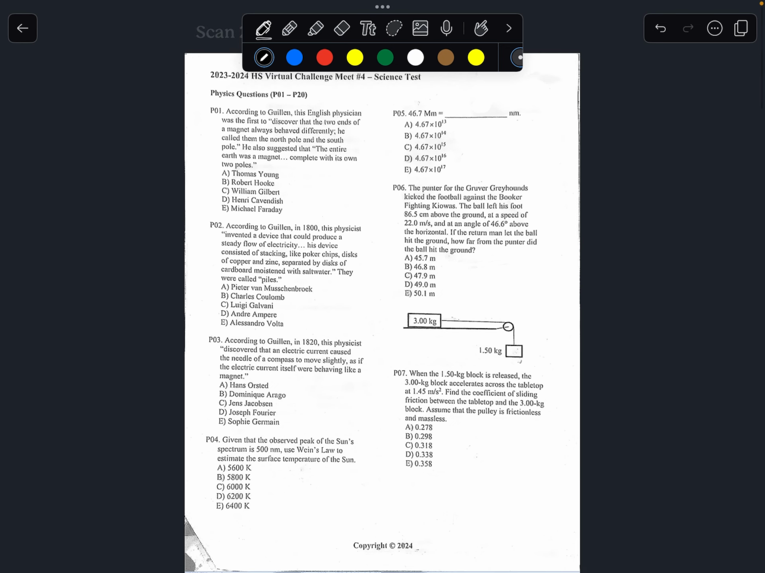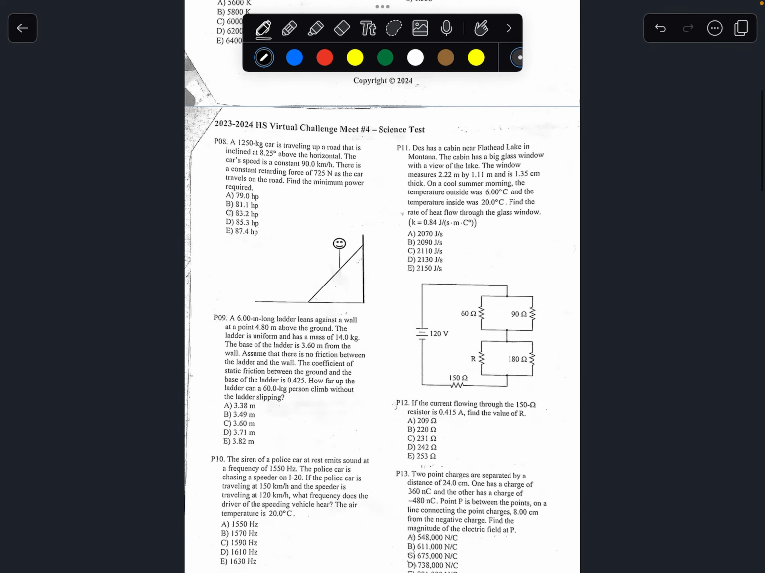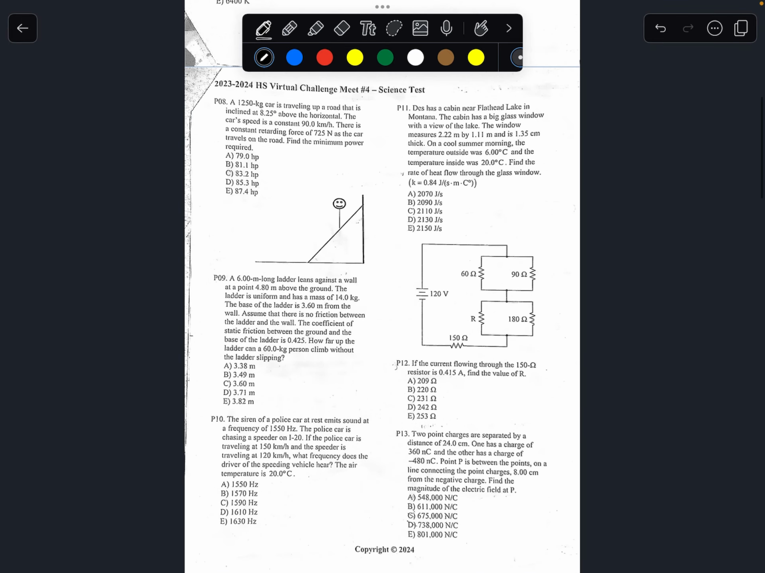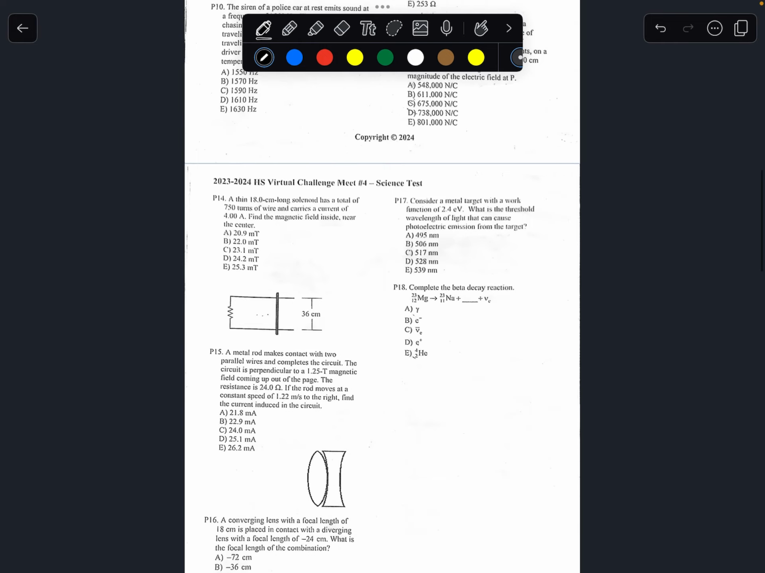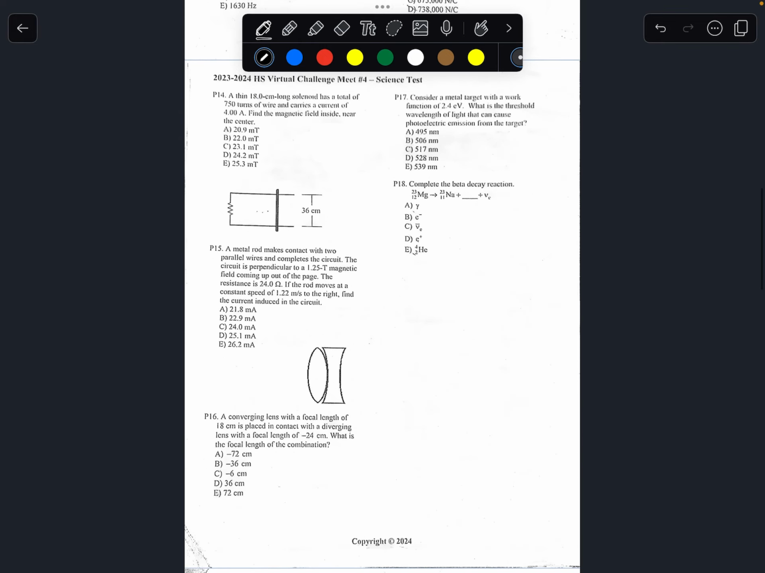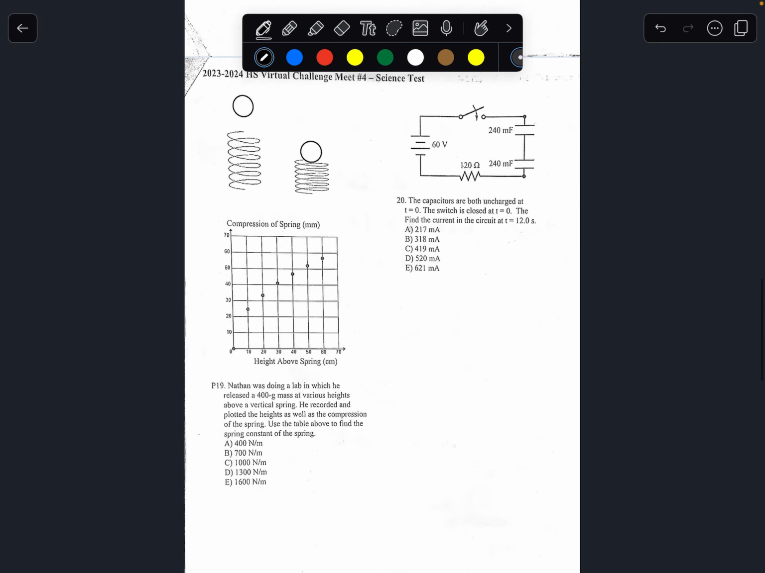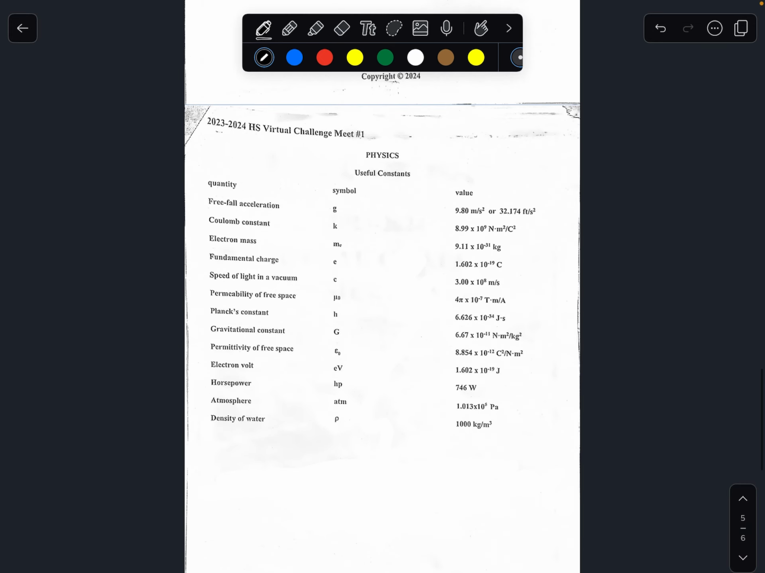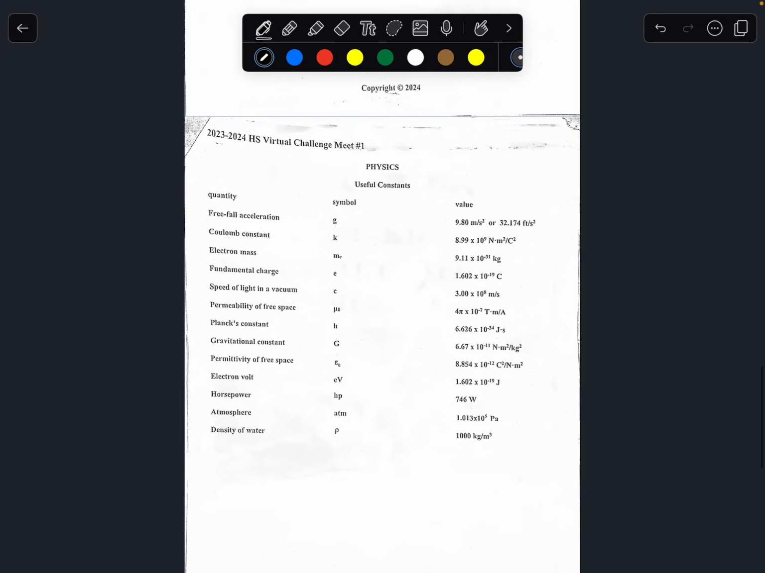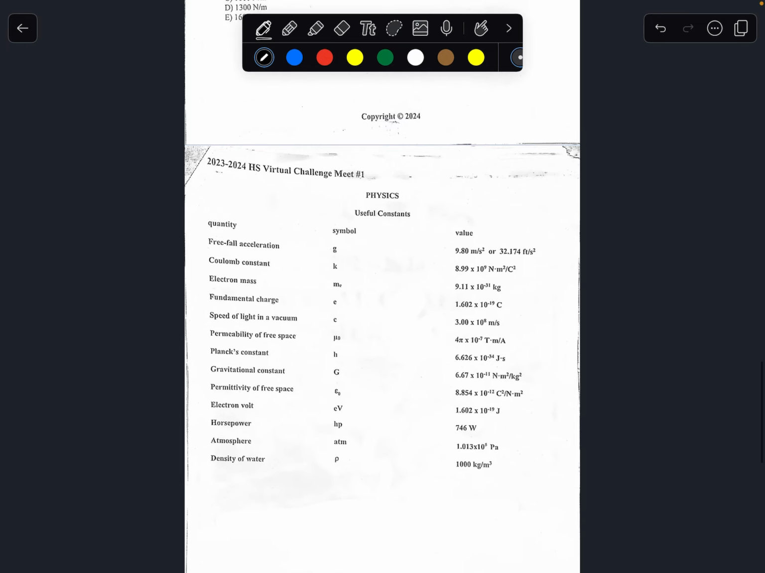These are the questions from numbers 1 through 7. These are the questions from number 8 through 13. And these are the questions from numbers 14 through 18. And these are the last two questions. And then this is the formula sheet that you will be needing for all of these questions.